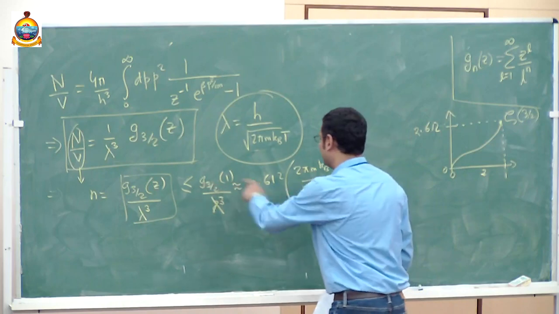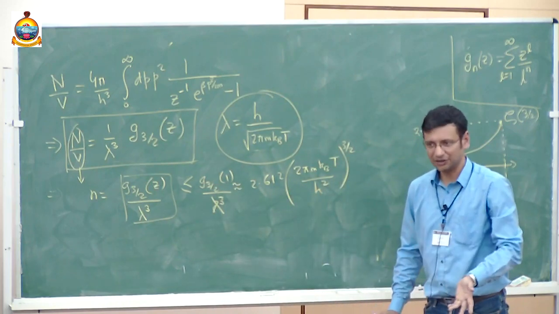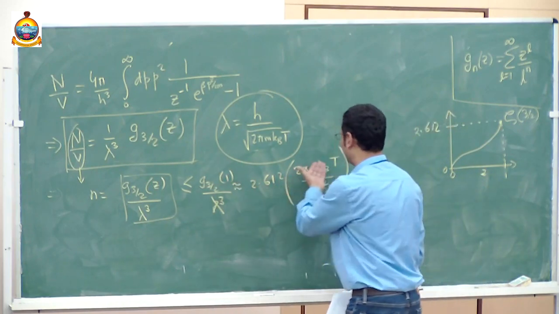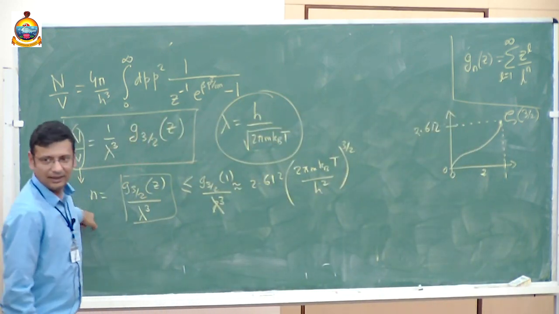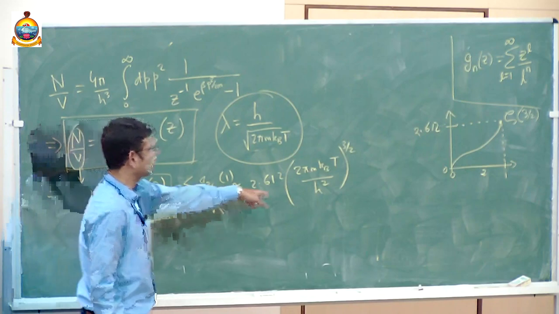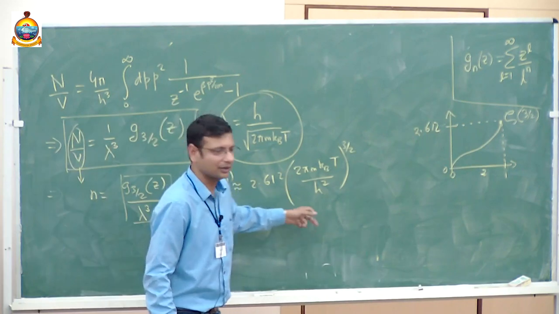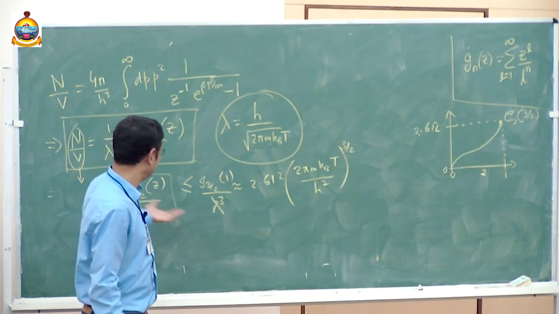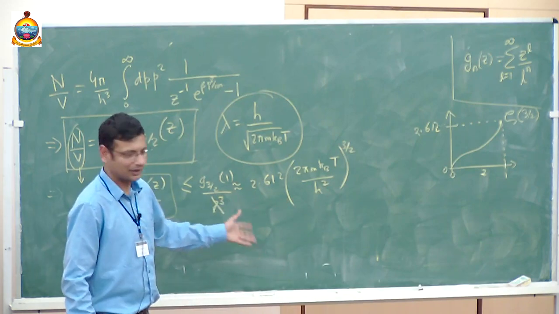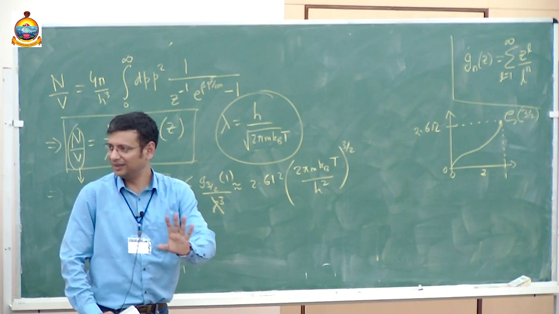So, this inequality is violated. That's the short answer. This inequality is violated below a certain temperature because this left hand side stays fixed with temperature, but this right hand side keeps decreasing with temperature. So this inequality has to be violated. There's no way that this inequality can survive. Right? Correct? Is that point clear to everybody?